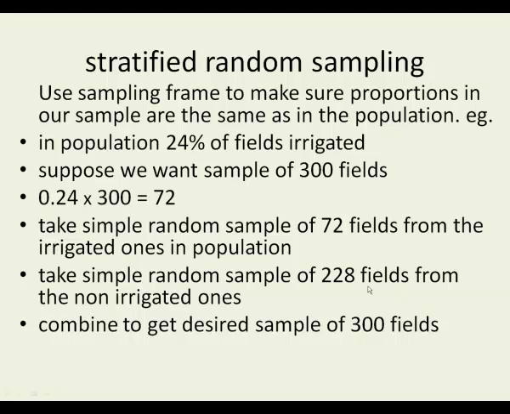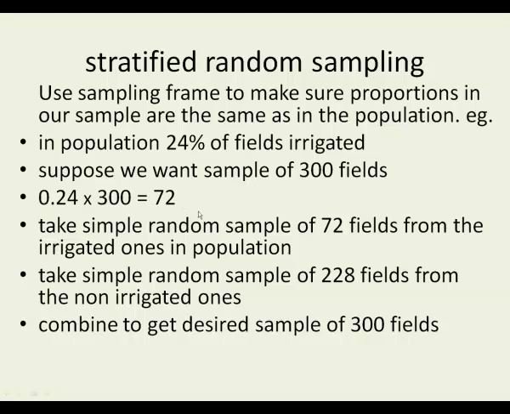And that improved method is called stratified random sampling, where you don't use pure random sampling anymore. You use your sampling frame to make sure your proportions fit the population. So going back to this example, if you know that 24% of the fields are irrigated in the population, and you want a sample of 300, you don't choose the 300 randomly. What you do is work out what 24% of 300 is, which is 72.